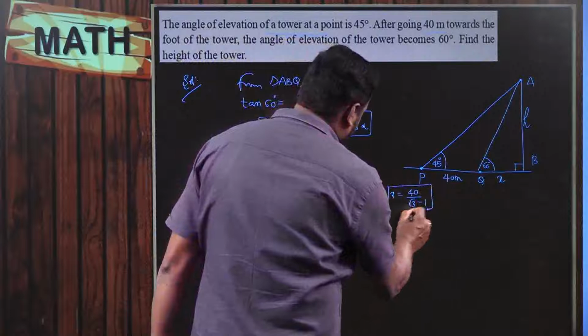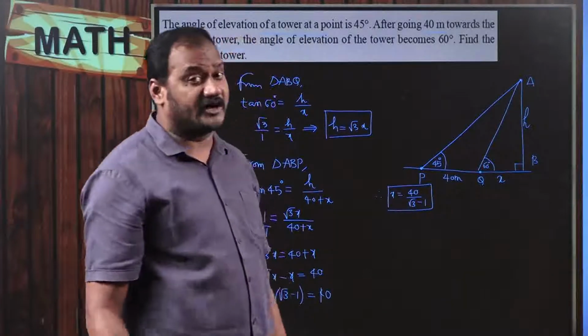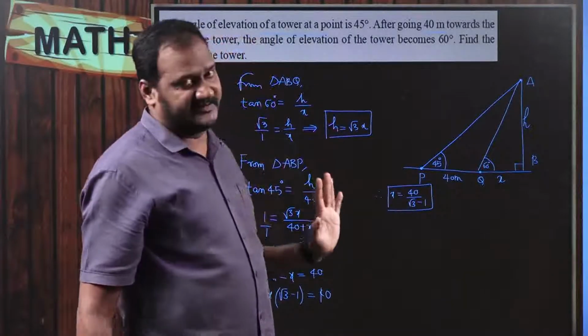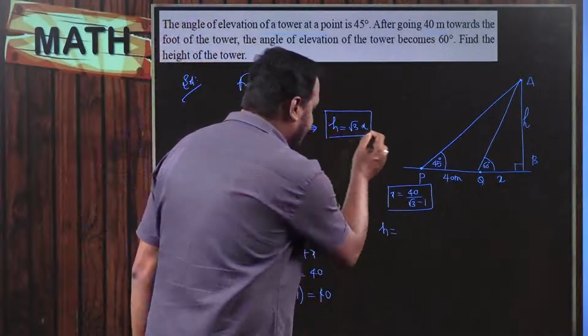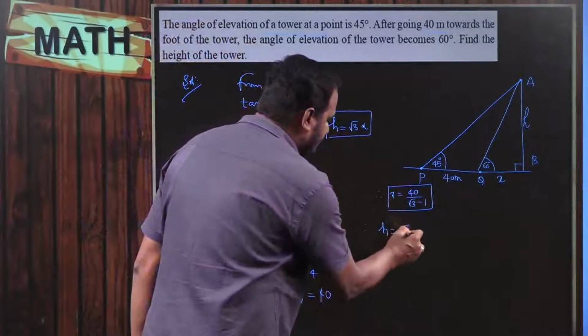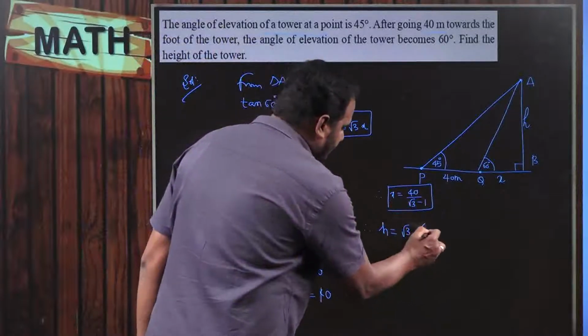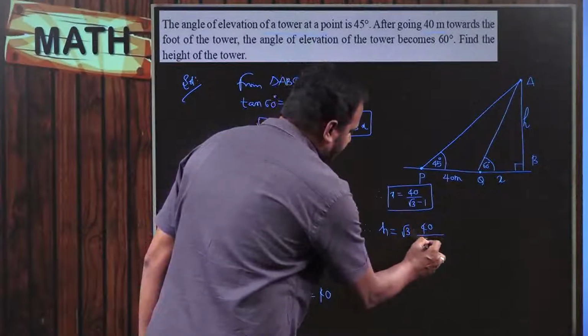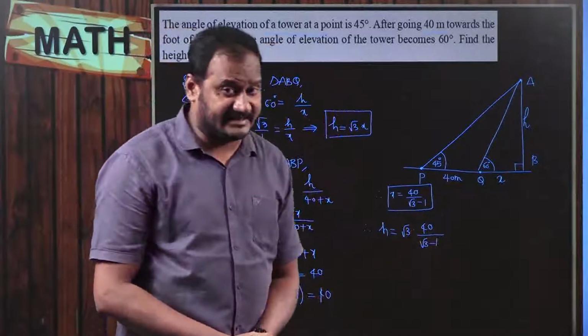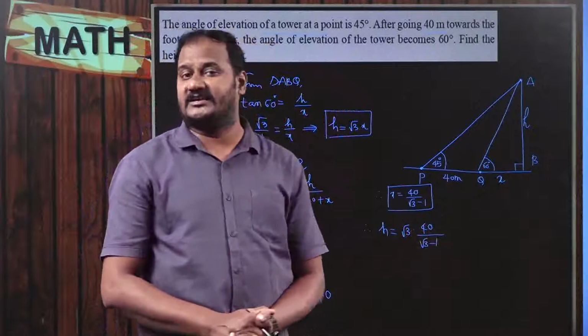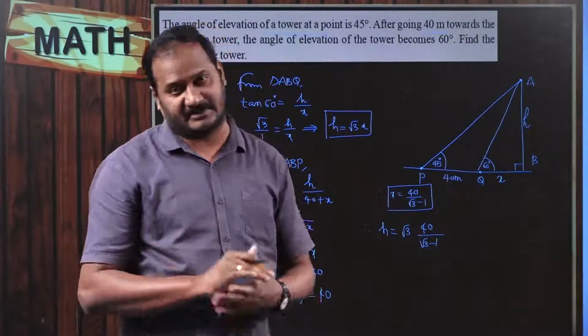After getting the value of X, what do we basically want? We want the value of H. So H is equal to root 3x. So root 3 into X is equal to root 3 into 40 divided by root 3 minus 1. But please be very careful. In the final result, the denominator is not supposed to be an irrational number.